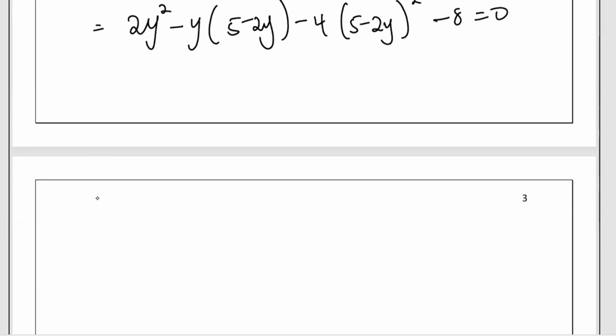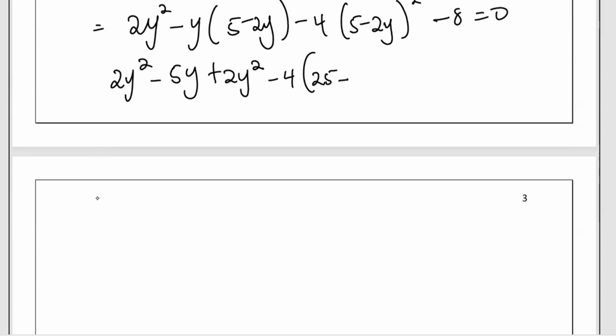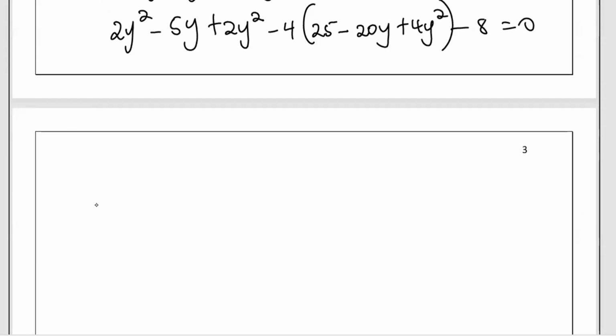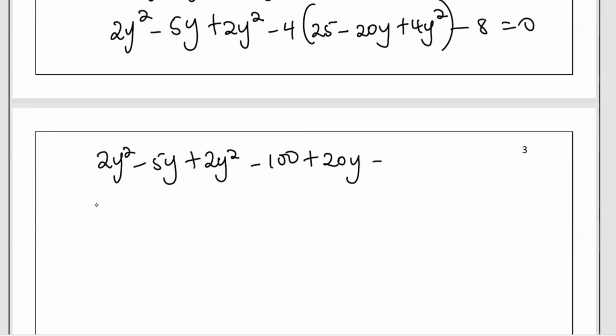So the entire expression is now having y's. Let me open up the brackets. So 2y squared minus 5y plus another 2y squared minus 4. When I open this, I'm going to have 25 minus 5 and 2 is 10 times 2, which is minus 20y plus a 4y squared minus 8 should give me a 0. Let me open up with a negative 4, meaning 2y squared minus 5y plus another 2y squared minus 4 times 25 is 100. That's going to be a plus 20y minus the 16y squared minus 8 should give me a 0.